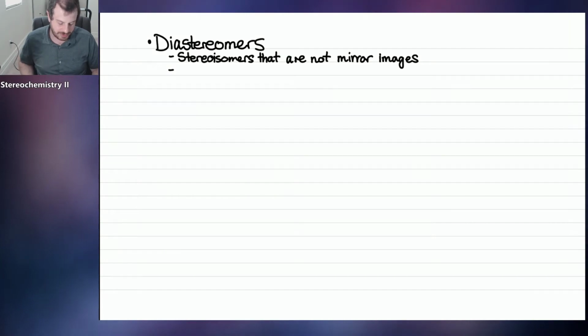And one thing interesting about diastereomers: enantiomers have identical physical and chemical properties. Although they maybe interact differently with our bodies, enantiomers will always have the same boiling point. They'll always have the same freezing point as each other. But diastereomers, they will have different physical and chemical properties.